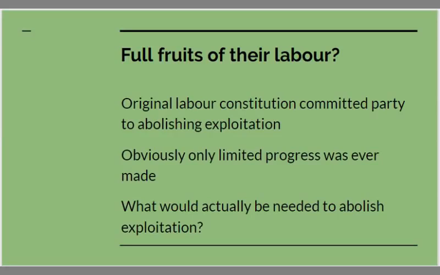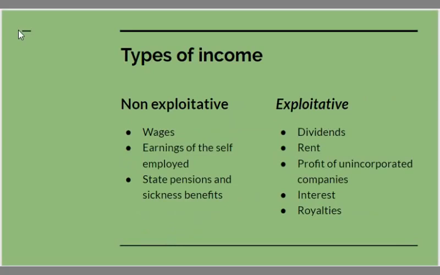What would you actually have to do in legislative terms to abolish exploitation in Britain? You have to start out by looking at the forms of income that already exist in Britain, and we can divide them into the non-exploitative incomes and the exploitative incomes. The non-exploitative incomes are those where people are being paid either for the labour they've done themselves or labour they did in the past, or are being compensated for their inability to work.